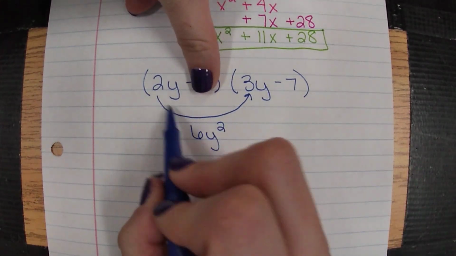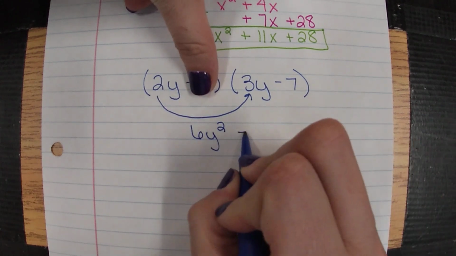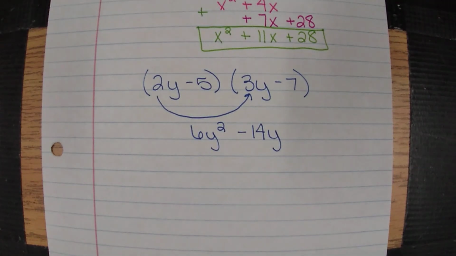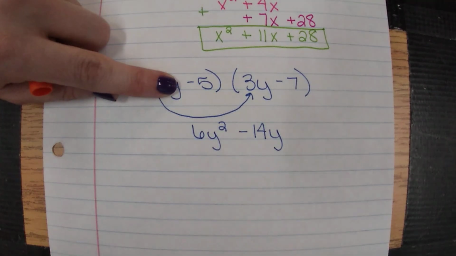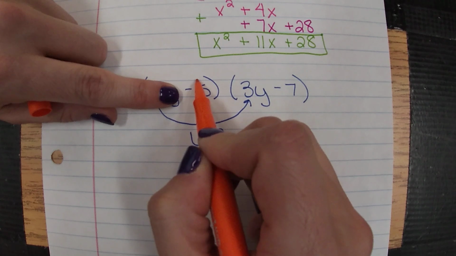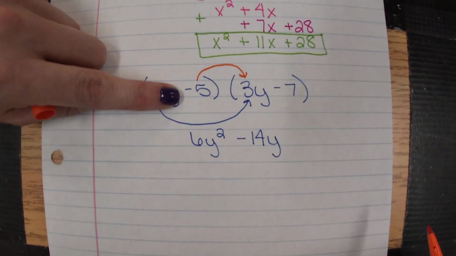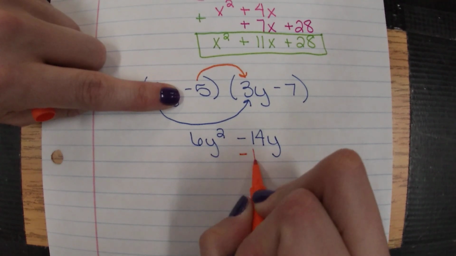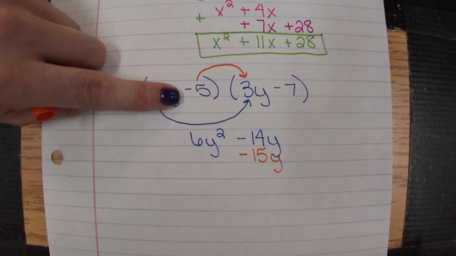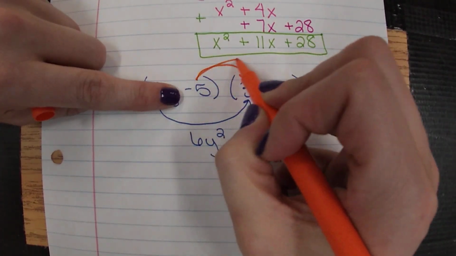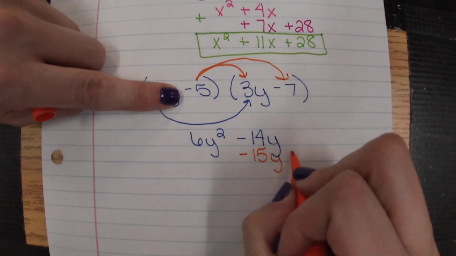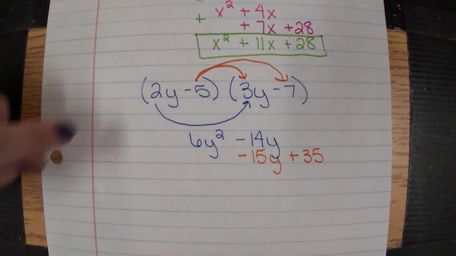Okay, now again, still ignoring this. 2y times a negative 7 gives me a negative 14y. Now I'm going to switch. Okay, and now I'm going to go to my second term. Don't cover up this subtraction. It tells us that it's negative. Okay, so if I do that, negative 5 times 3y gives me a negative 15y. Where might I want to write that? Right underneath this negative 14y because they're like terms. Then I can do negative 5 times negative 7, which will give me a positive 35.